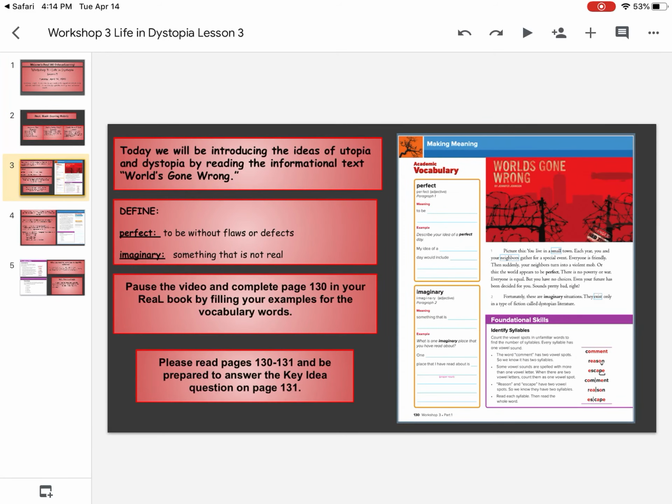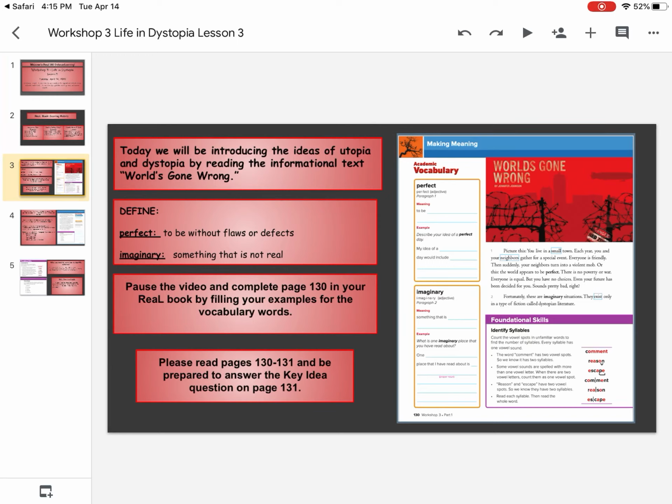So we're going to start on page 130, and today we're going to be introducing the ideas of utopia and dystopia by reading the informational text Worlds Gone Wrong. Okay? Now, when we start exploring dystopian fiction, which is a type of genre, we're going to be reading this informational text. And using this literature, we're going to look for details that are characteristics of this type of genre of writing. But before we get reading, we're going to look at 2 academic vocabulary words.